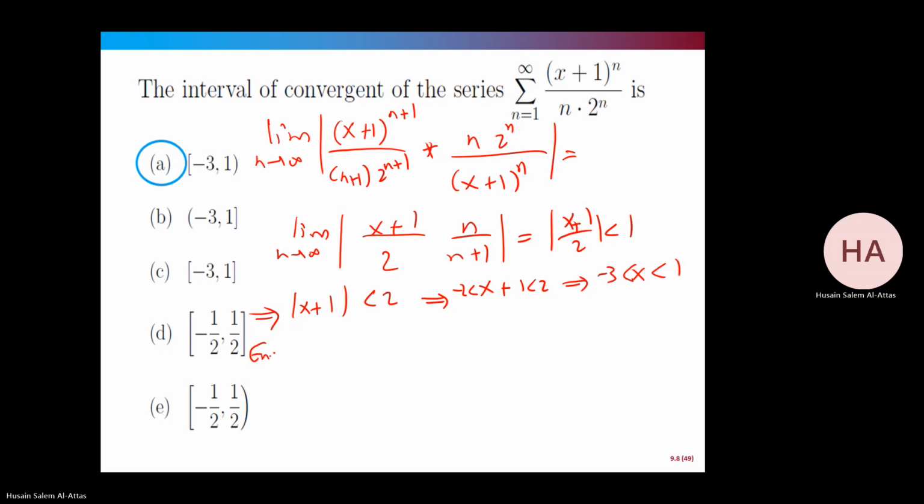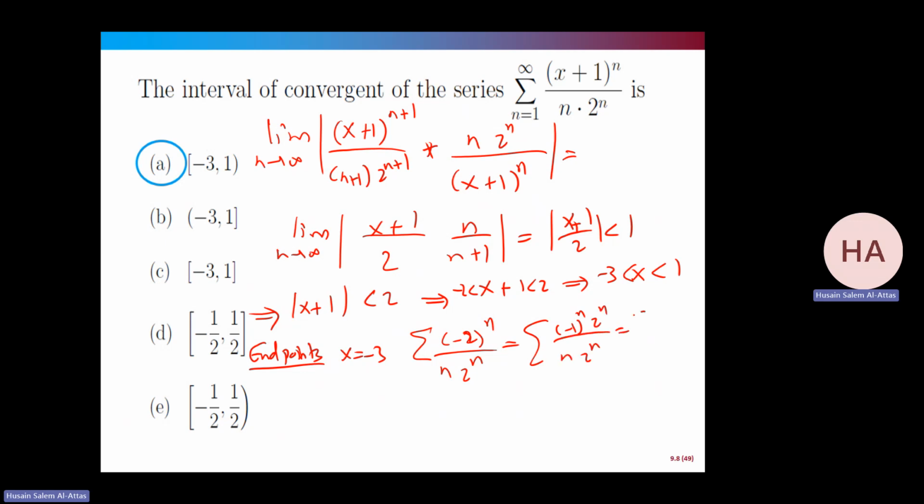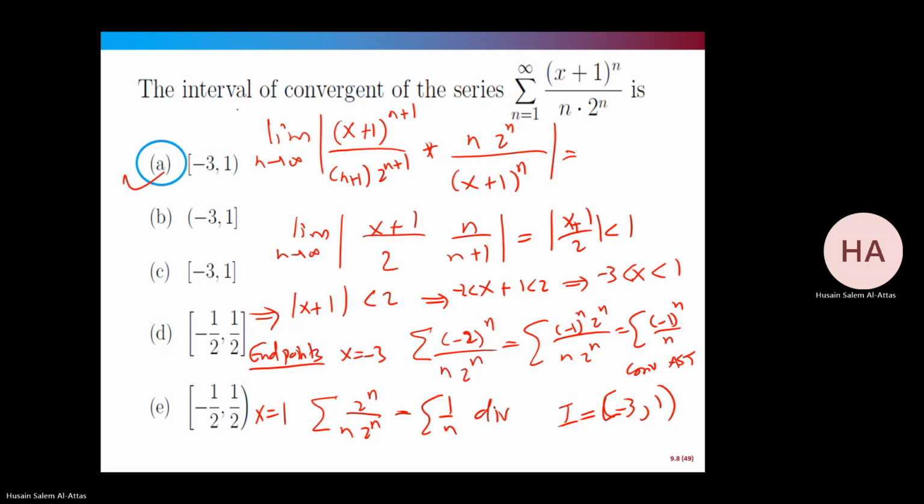Endpoints, I think they are easy. X equal minus 3. What will you get? You will get the series (minus 2) to the power n over n 2 to the power n, which is (minus 1) to the power n over n, which is an alternating series. It converges by the alternating series test. X equal 1. I have 2 to the power n over n 2 to the power n, which is 1 over n. This one diverges, harmonic series. So minus 3 is included, closed, but 1 is open. This will be the answer.